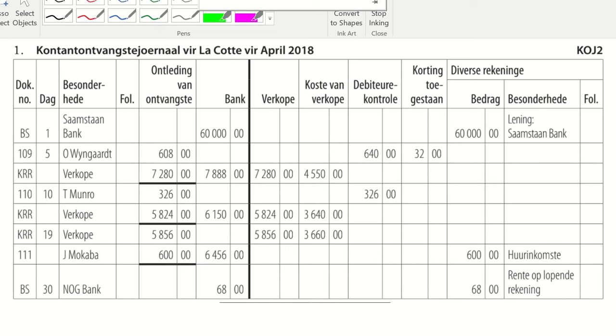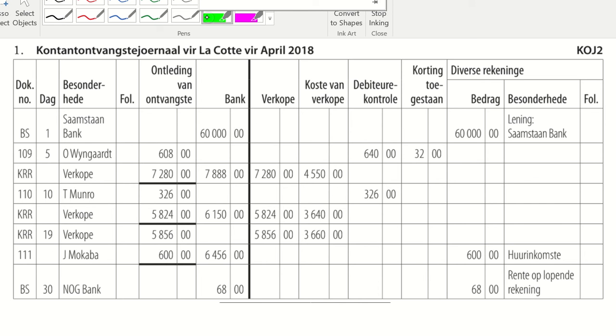Okay, so they say on the first, we borrowed 60,000 Rand from Unity Bank at an interest rate of 16% per annum, payable at the end of every month. So you now have to remember that you're going to have to pay that interest at the end of every month. Okay, so jy moet net 'n nota maak vir jouself dat jy daarvan moet onthou. Okay, and they say the money is paid directly into the current bank account.